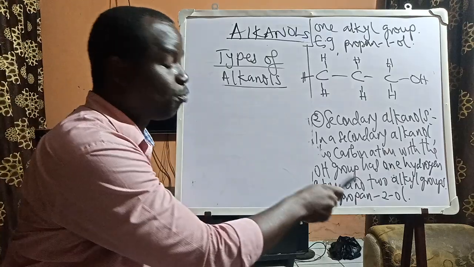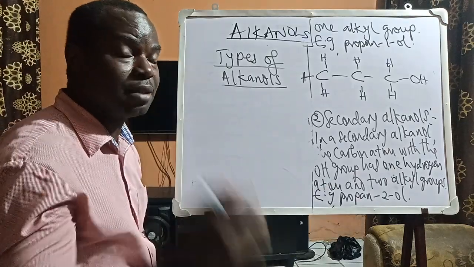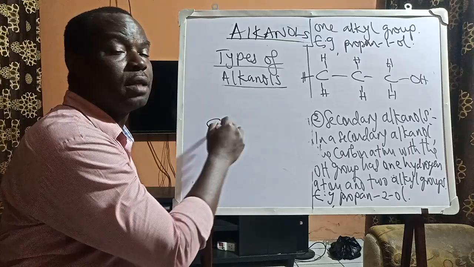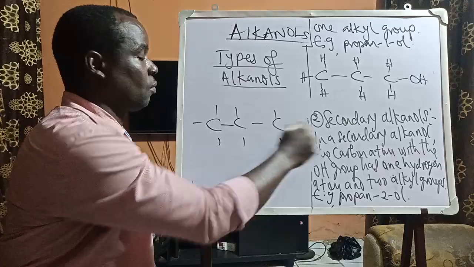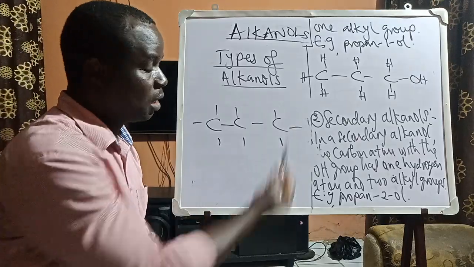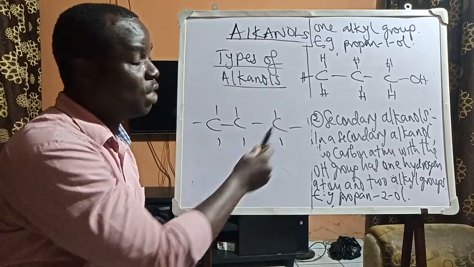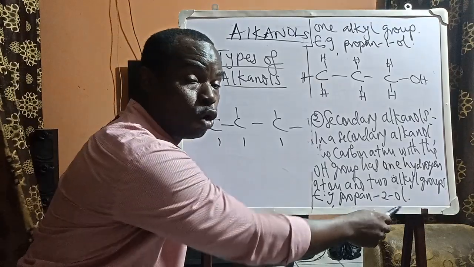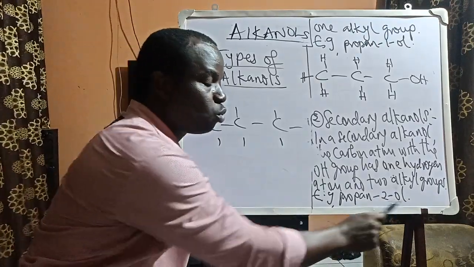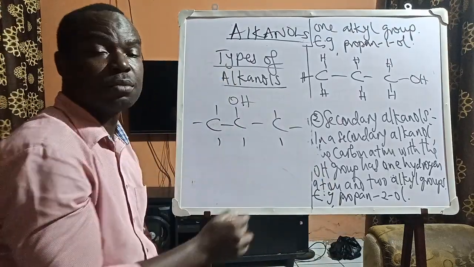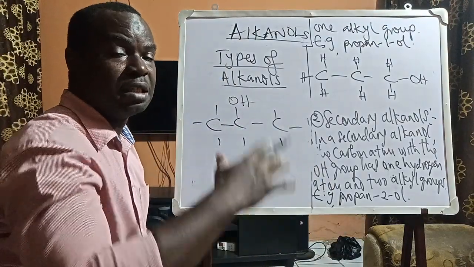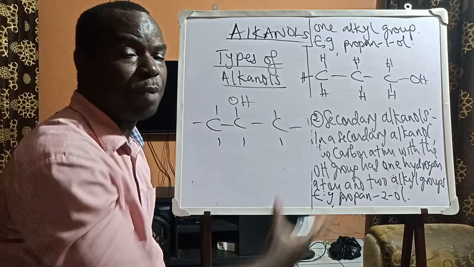Let us draw the structure of propan-2-ol. Remember that propan is 3. So we have 1, 2, 3. You see that? Carbon number 1, carbon number 2, carbon number 3. So we have propan-2-ol, meaning that the ol, which is the OH, will belong to carbon number 2. So I put it here. Are we together? The rest of the bonds will now be occupied by hydrogen.